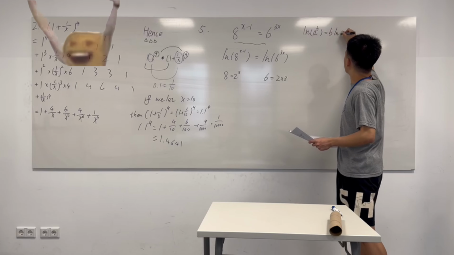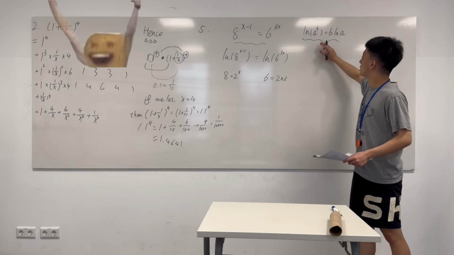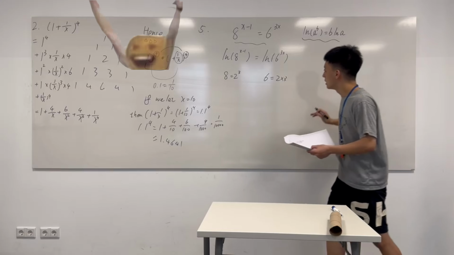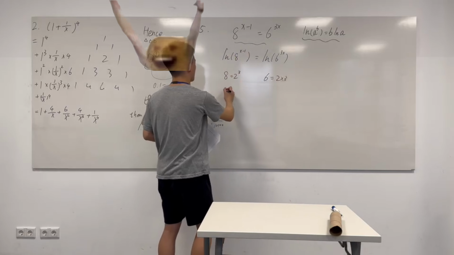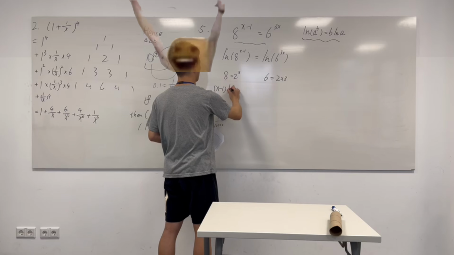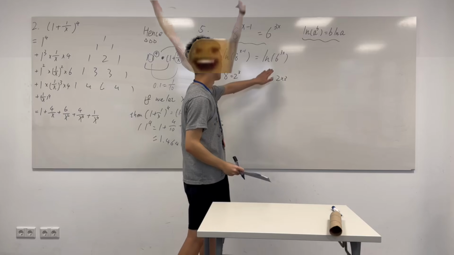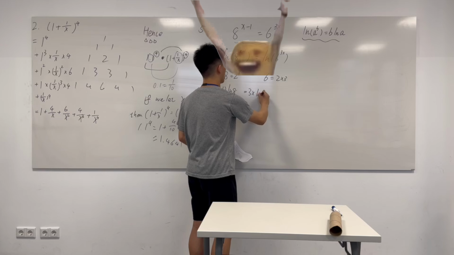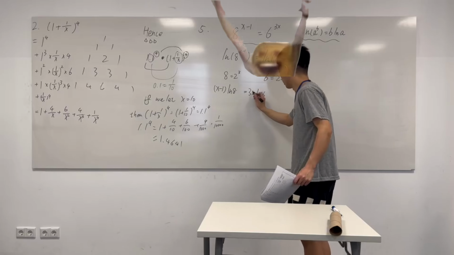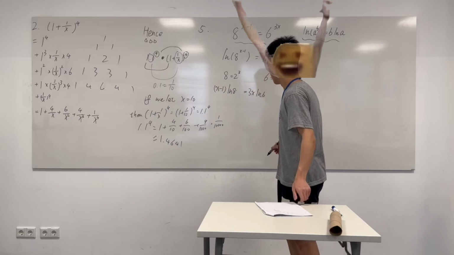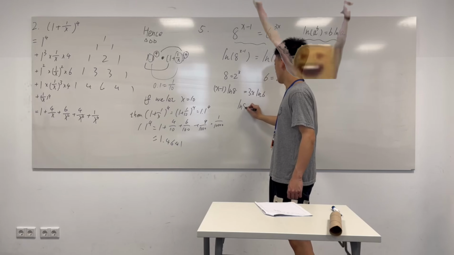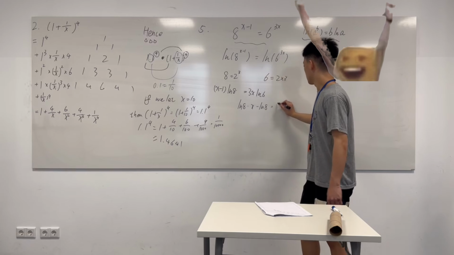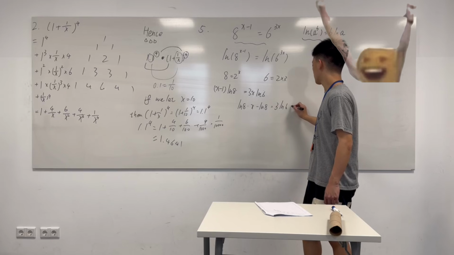Okay, so according to the formula that ln a to the power of b is equal to b times ln a. If you forget how we got this equation, check my video from last year. So we know that the left side is equal to x minus 1 times ln 8. The other side is equal to 3x times ln 6. Oh, be careful, here's x, sorry. Then let's expand it. ln 8x minus ln 8 is equal to 3 ln 6 times x.